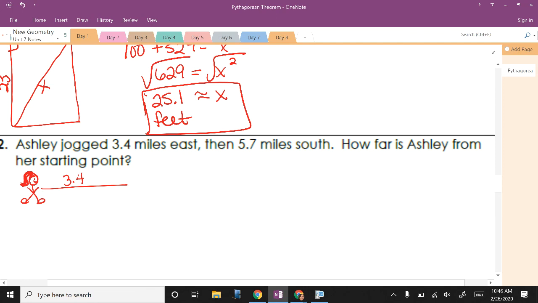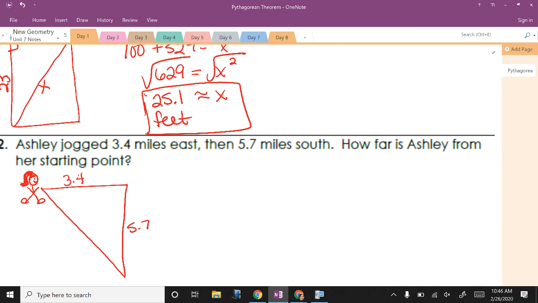I'm trying to draw a perpendicular line. 5.7. Y'all with me? How far is Ashley from her starting point? Well, the shortest distance between 2 points is a straight line. Y'all ever heard that before? So it's talking about exactly, here she started, down there is where she ended, without cutting corners and without following the road. If she's just throwing a rock, how far would she have to throw it to get to where she started? So I'm looking for a what? A leg or a hypotenuse? A hypotenuse.